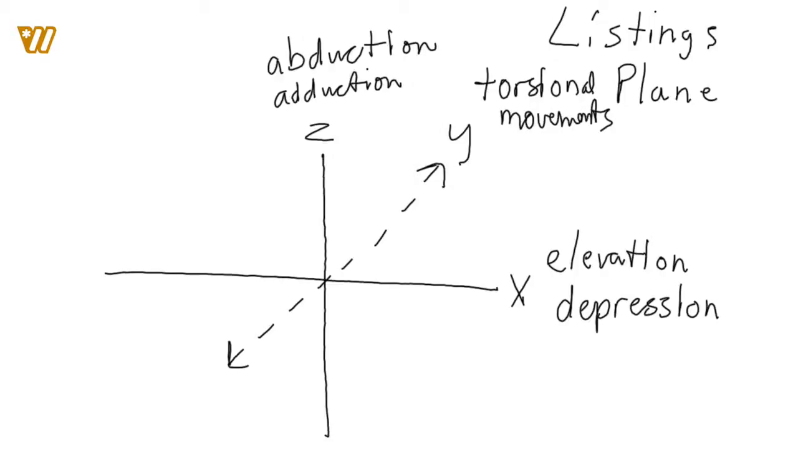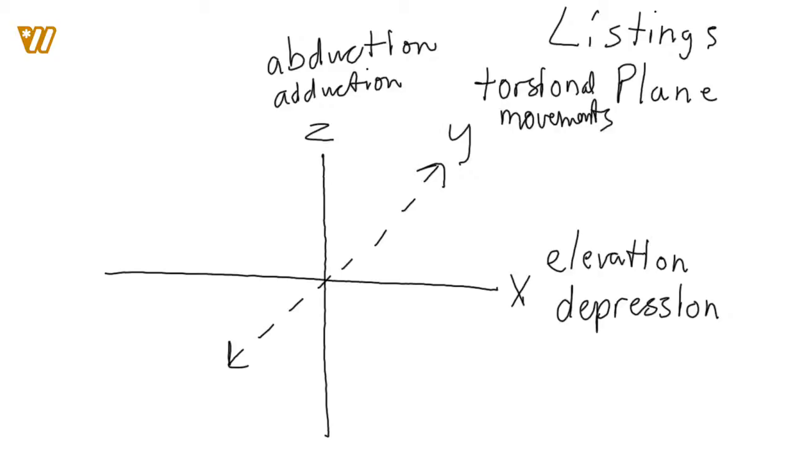All right? So key take-home message with Listing's plane. You've got three different planes you're thinking of. The X plane is the horizontal, the Z plane is the vertical, and the Y is the one going all the way through your computer. And the key things to remember: with your X, you've got elevation and depression, for your Z, abduction and adduction, and for your Y, you're going to have torsional movements.